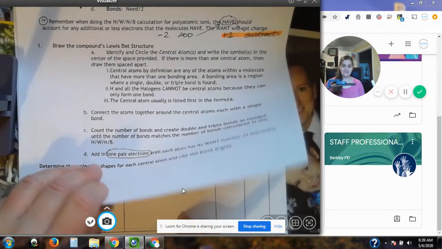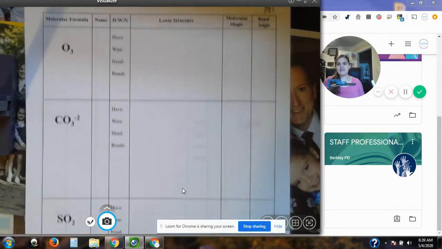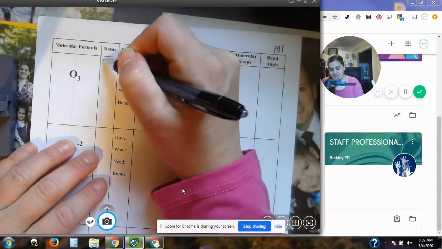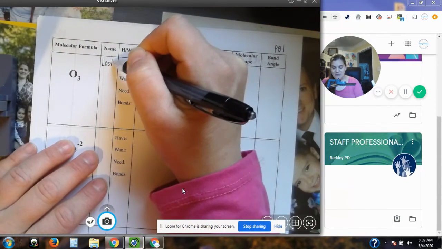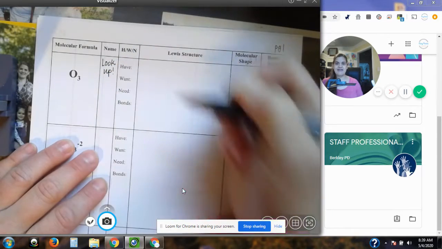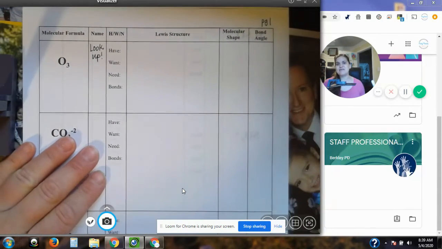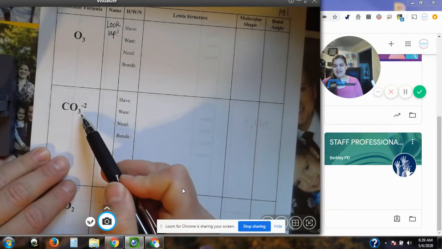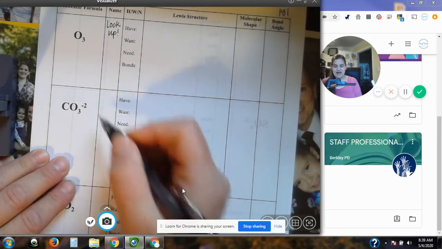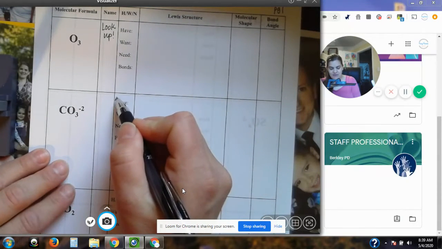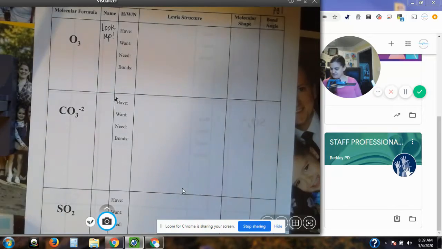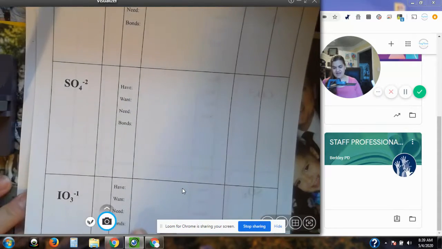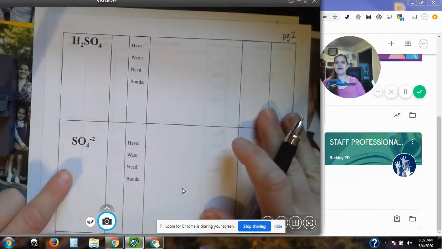Okay, so I'm going to go to the first page here, and I'm going to tell you for this one, O3, I want you to look up the name. It has a layman's name that it is most commonly known by. Here we've got a polyatomic ion. Don't forget, your -2 gets added into the have only, not into the want. SO2 should proceed normally.